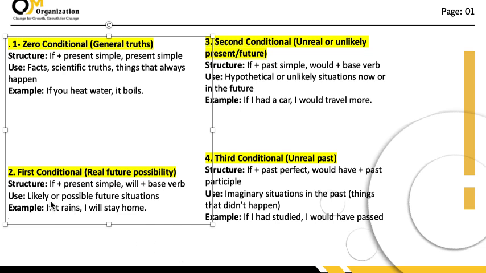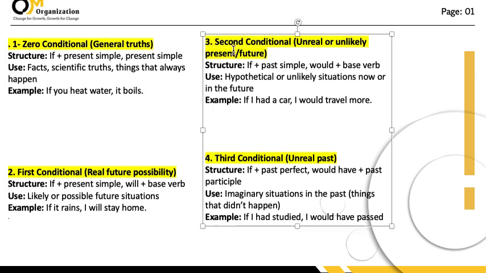We will use it for likely or possible future situations. For example, if it rains, I will stay home. If you give me money, I will buy a dress. If, for example, I do not fail this exam, I will treat everyone. For future possibilities. Number 3. Here, the name is second conditional clause, or unreal or unlikely in the present or future. The structure is if plus past simple, and the other clause is would plus the base form of the verb.